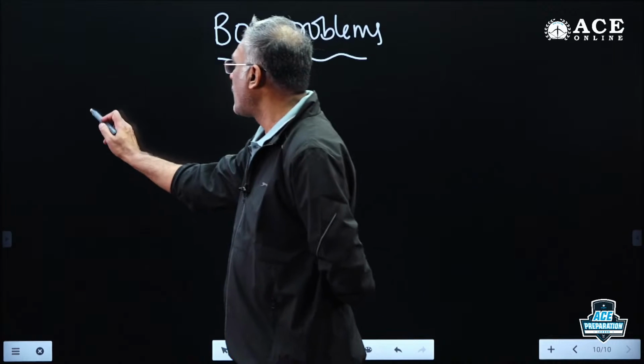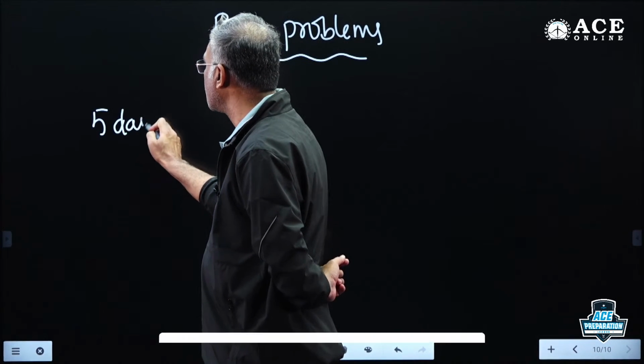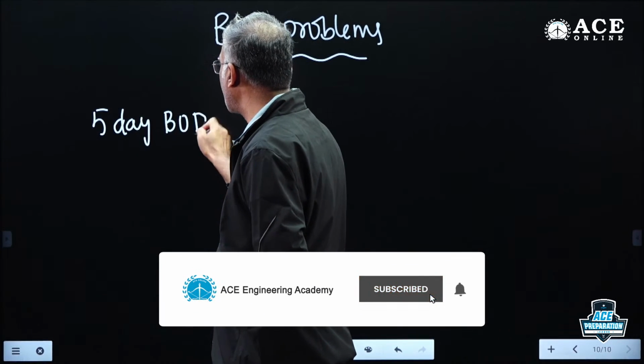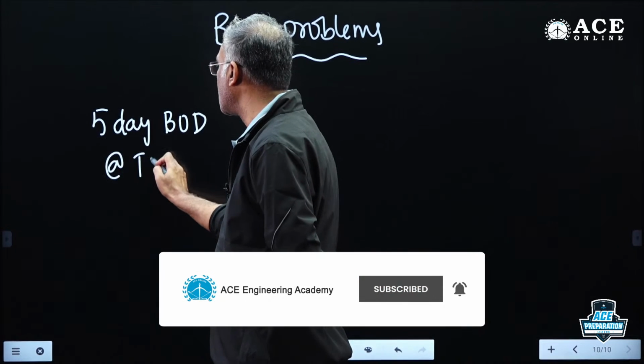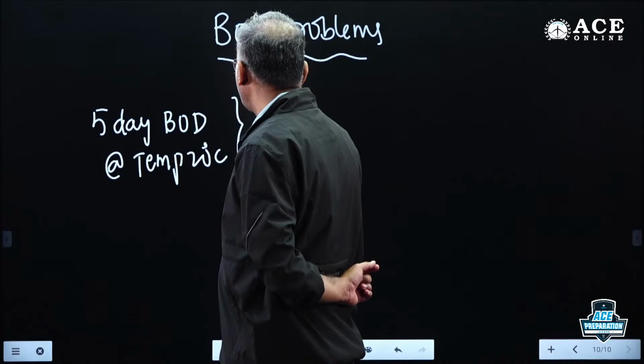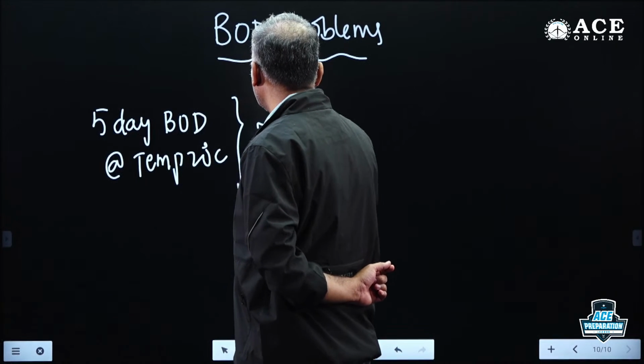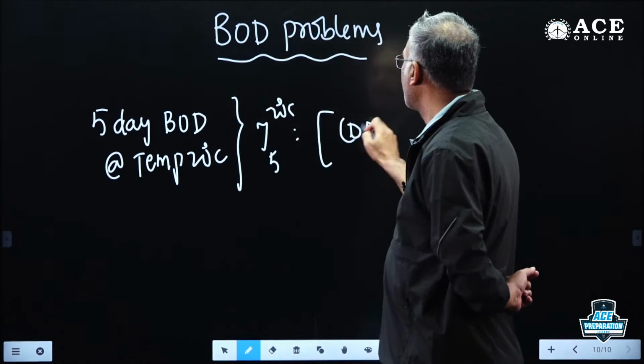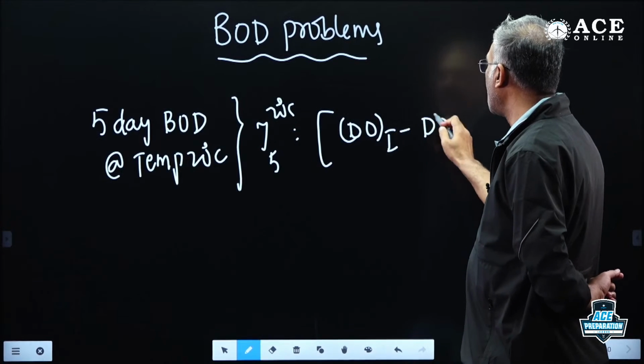The laboratory equation is 5-day BOD at 20 degrees Celsius. BOD is always measured for 5 days at a temperature of 20 degrees Celsius. We write it like this: 5-day BOD at 20 degrees Celsius is equal to DO initial minus DO final, into dilution factor.